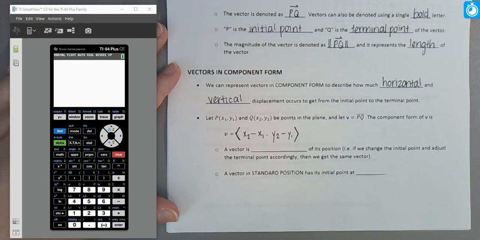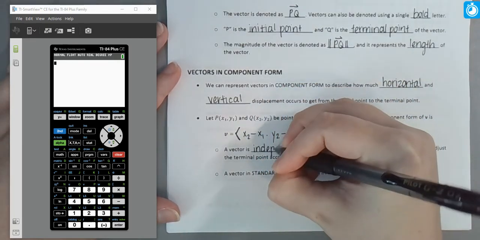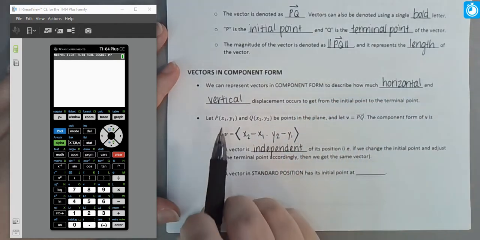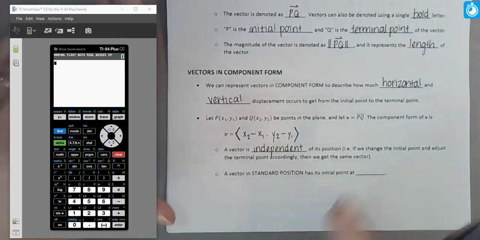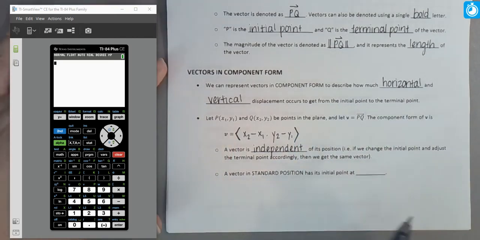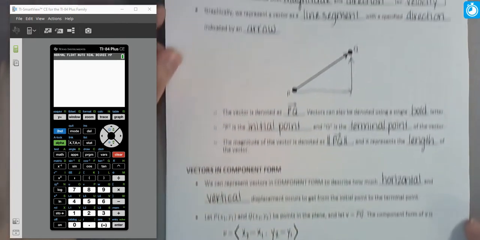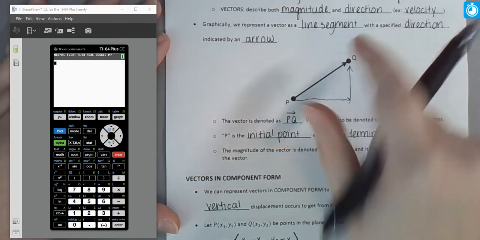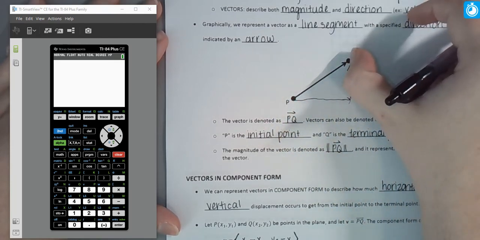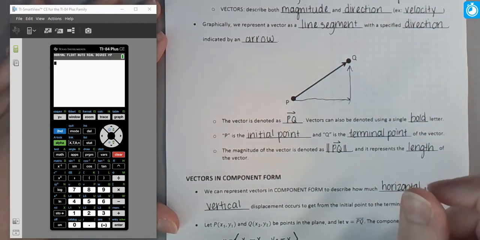Now, one thing that's important to keep in mind is a vector is independent of position. So in order to write this component form, we do have to have an initial point and a terminal point. But if we knew the component form of a vector, then we can take that vector and move it around in the coordinate plane and it doesn't change the vector. So in other words, if you were to imagine taking this vector with its current initial and terminal point and just translating it somewhere into the coordinate plane away from where it's currently located, it still represents the same vector.